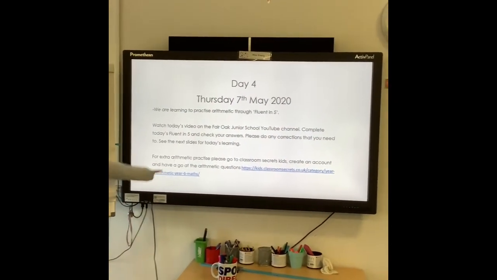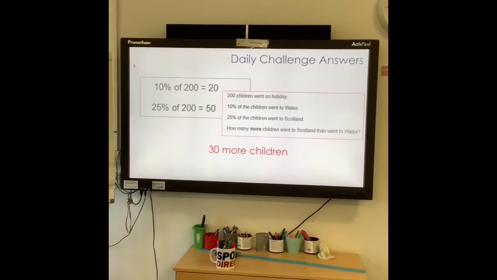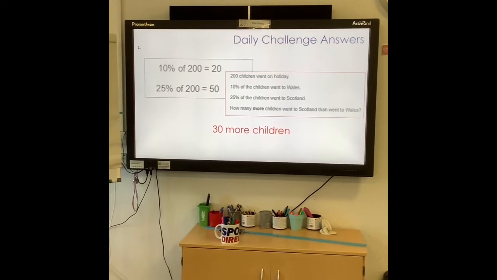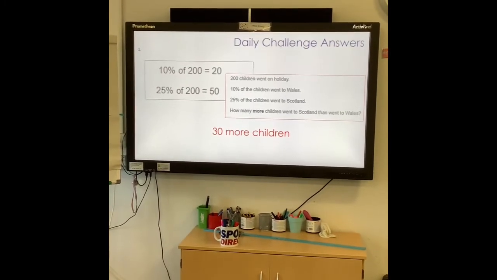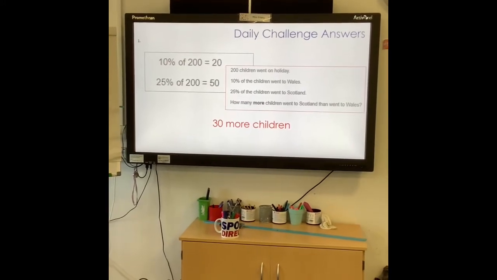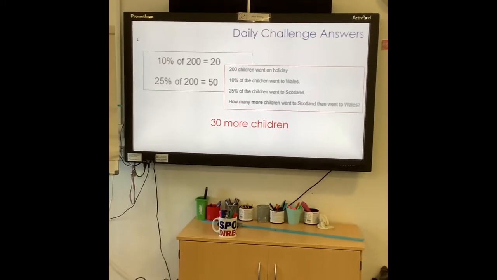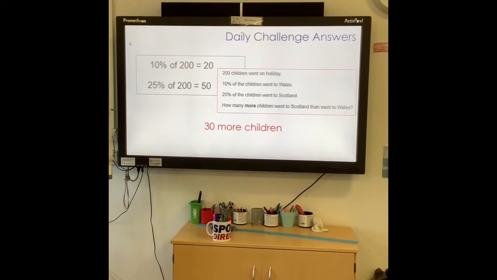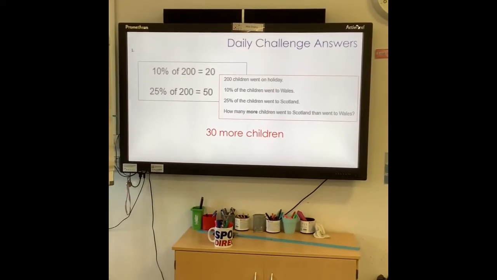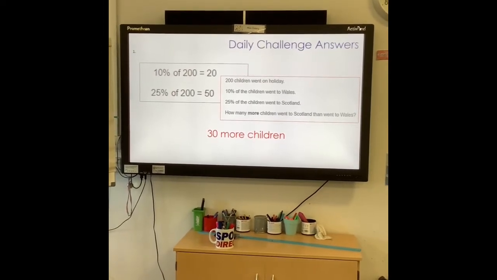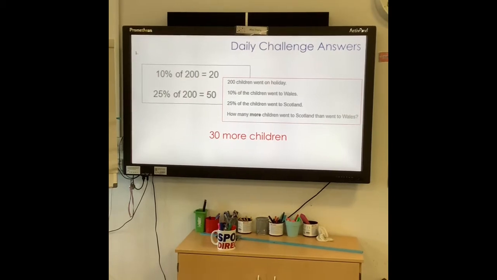So, yesterday's problems. We had 200 children going on holiday, 10% went to Wales, 25% went to Scotland. How many more went to Scotland than Wales? So you needed to find 10%, so that you knew the children that went to Wales, which were 20 children. Then you needed to find 25% to find the Scotland, and that is 50. So 50 children went to Scotland, 20 children went to Wales, so 30 more children went to Scotland than Wales. Well done if you got that right.